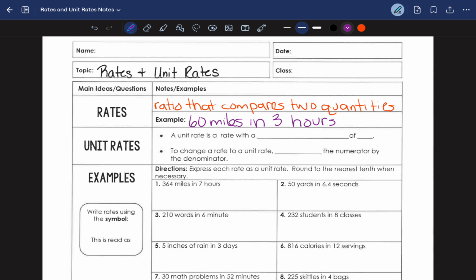So, an example of a rate, this is just one out of many examples, is that we have 60 miles in 3 hours. Now, I want you to take note here that rates, it says it's a ratio that compares two quantities. So if we look at this example, I put 60 miles. Miles is the first quantity, in 3 hours. That's the second quantity. And that's what's so important, that you need to have two quantities.